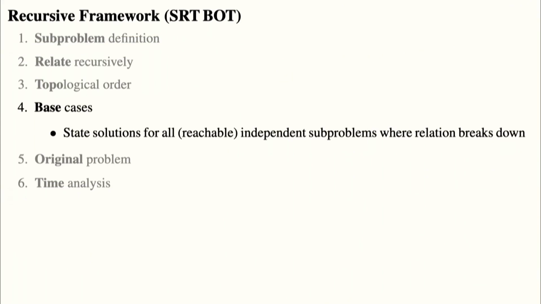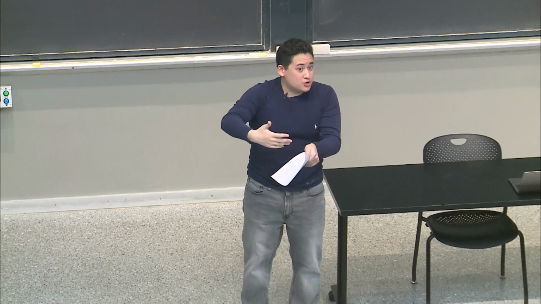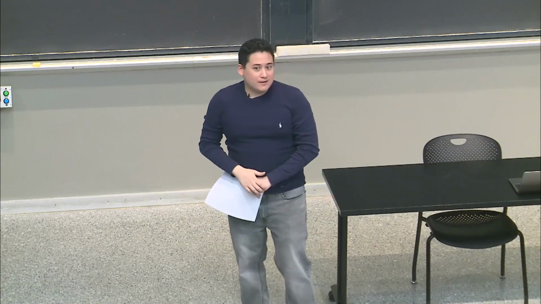And we'll do some of that today. State solutions for all reachable independent subproblems where the relation breaks down. Essentially, I would be going outside the bounds of my problem, or anything where, like, maybe if you've got one item left, you might say, well, I have no choice on what to do with that item.